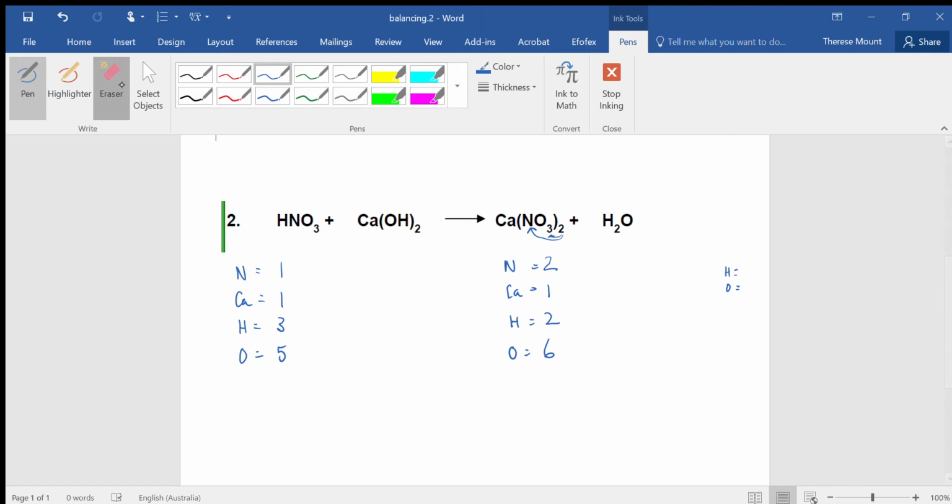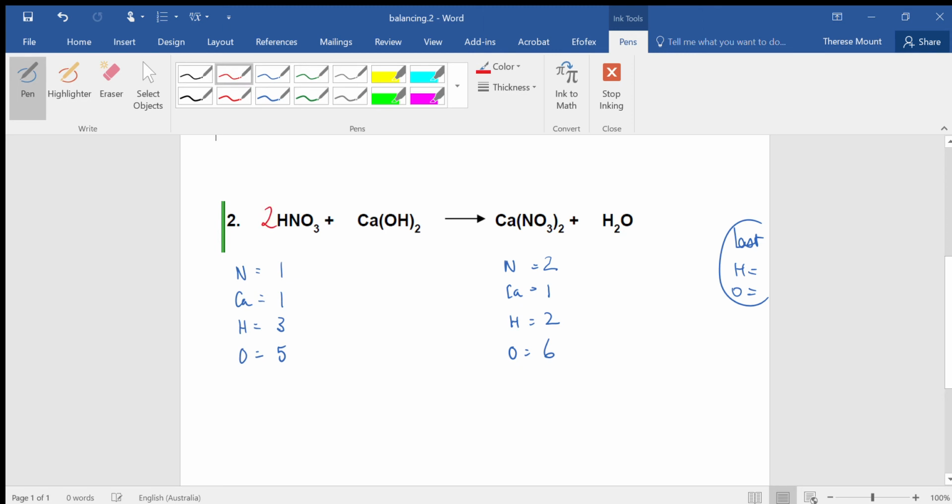All right, so let's compare our numbers and see what we need to balance. And we always leave hydrogen and oxygen last. Nitrogen: 1, 2, issue. Calcium: 1, 1, no issue. Hydrogen: 3, 2, yep. Oxygen: 5, 6, a bit of an issue, but always leave these two last. So let's have a look at nitrogen. That's not good. How can I correct the nitrogen? I've got 2 on this side and 1 on that side. Often this is trial and error, so just give it a go.